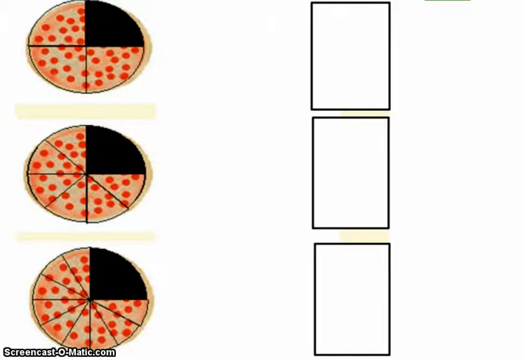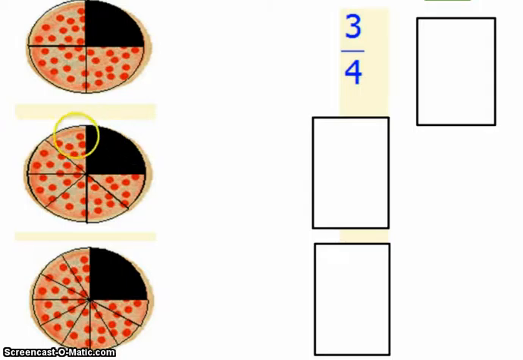Okay, so let's take a look at these pizzas here. On this top one, we've got 1, 2, 3, and the shaded part is, let's say, the piece I ate. And so there's 4 pieces total, and I ate 1/4. So 3/4 is left over. Okay, let's look at the second one.